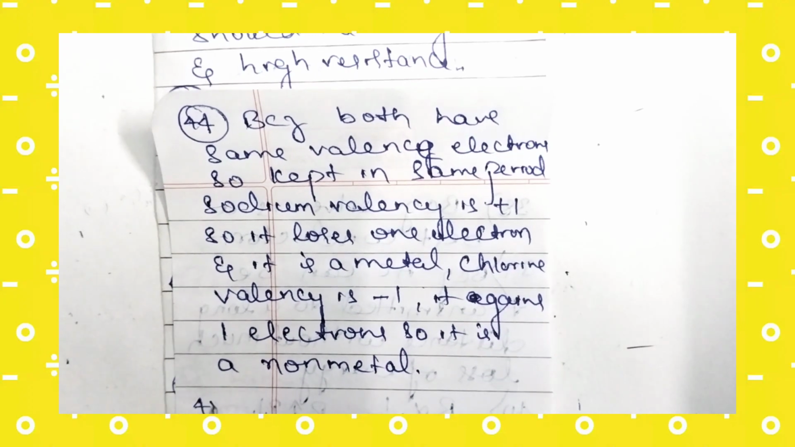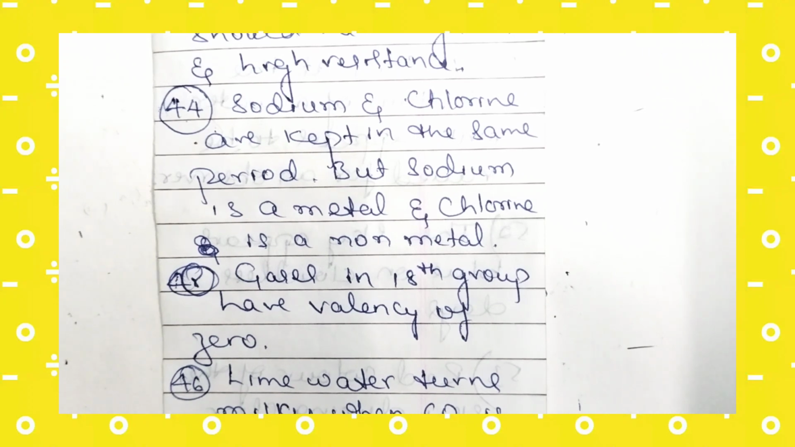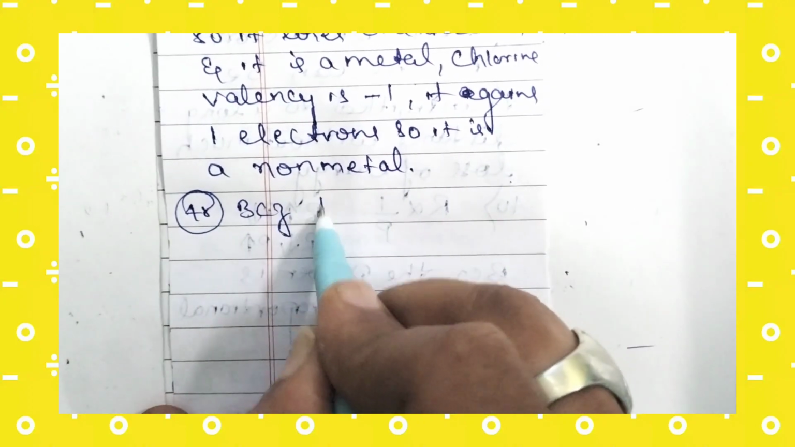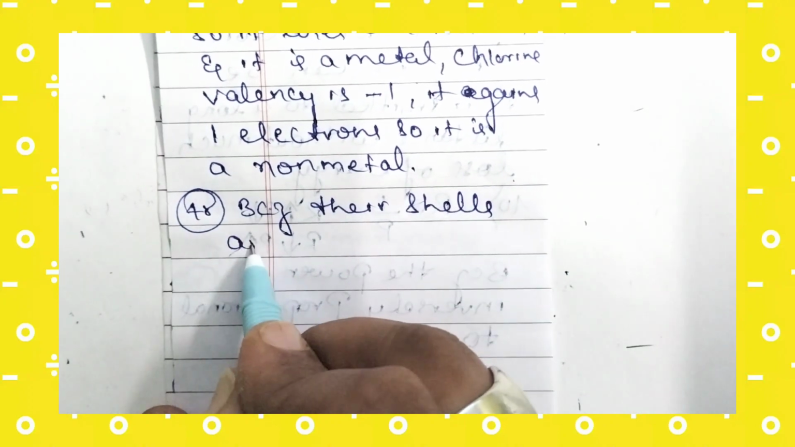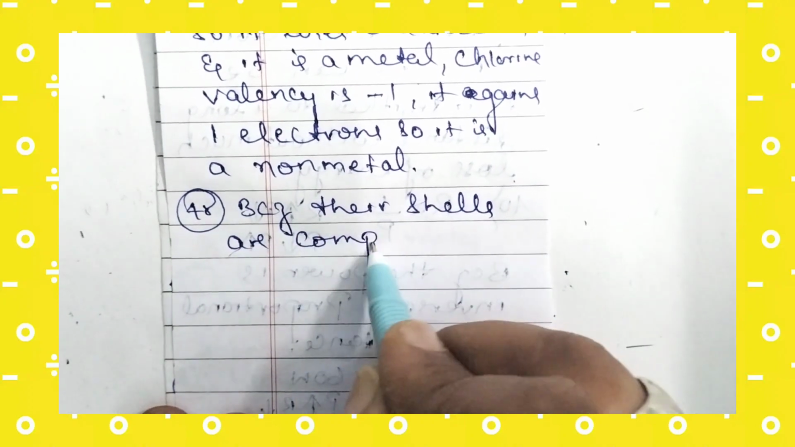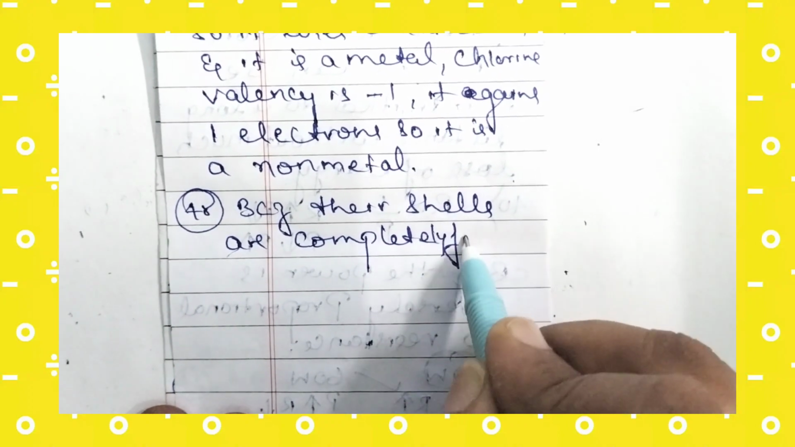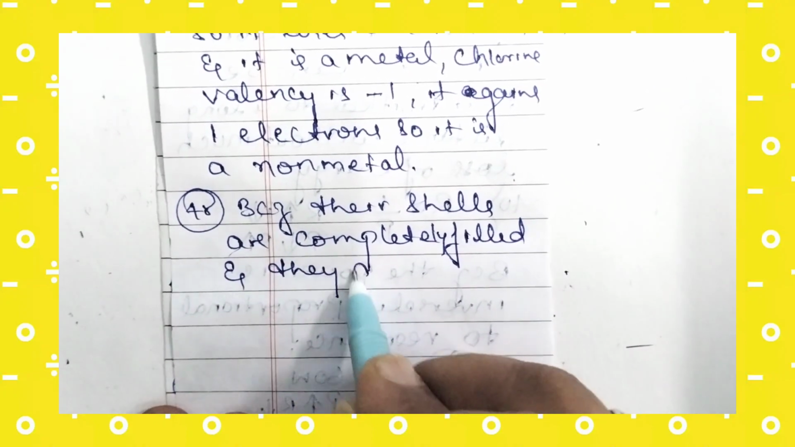So now let us move for question number 45th. So 45th, let us see what it is. So gases in 18th group have valency of 0. So why the valency are 0? Because their shells are completely filled and they are stable.